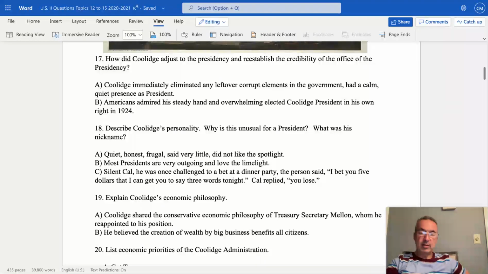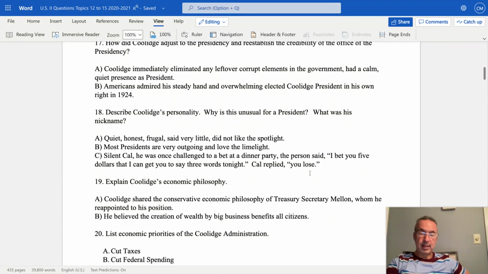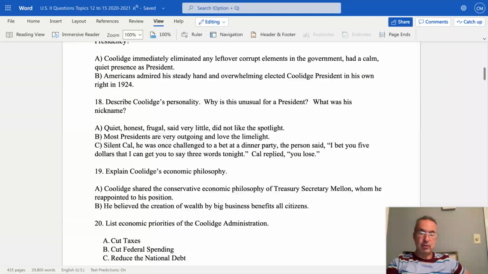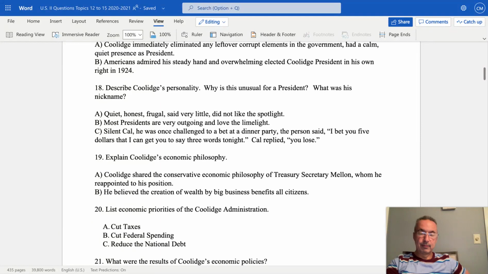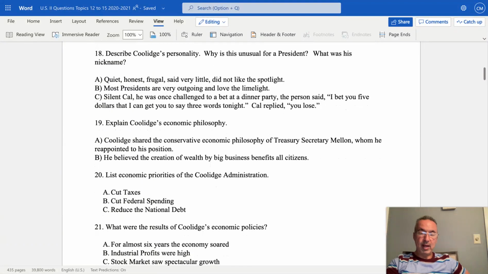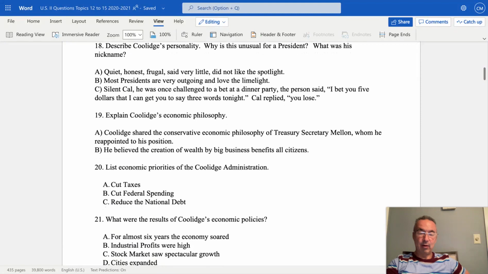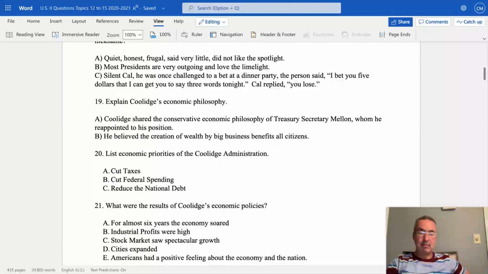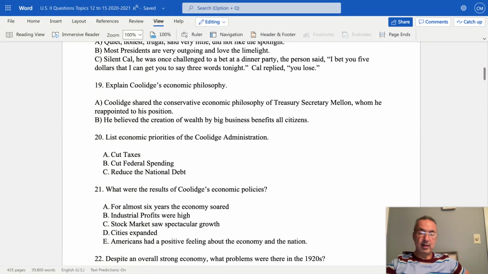20, list economic priorities of the Coolidge administration. Cut taxes, cut federal spending, reduce the national debt. What were the results of some of Coolidge's economic policies? For almost 6 years, the economy soared. Industrial profits were high. Stock market saw spectacular growth. Cities expanded. Americans had a very positive feeling about the economy.